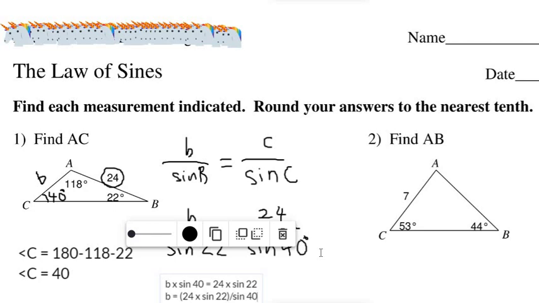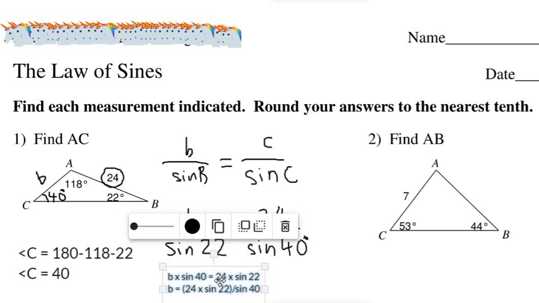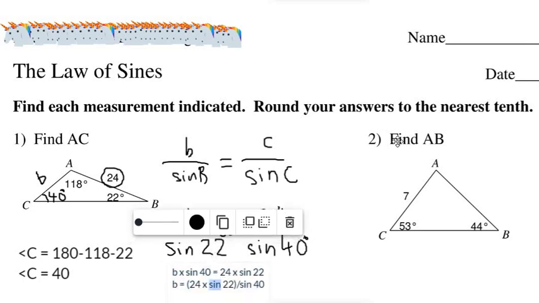And so what would that be? Now if you do that on your calculator, b will be equal to 13.98, and we have been asked to round our answers to the nearest tenth. So that means b must be 14. All right.